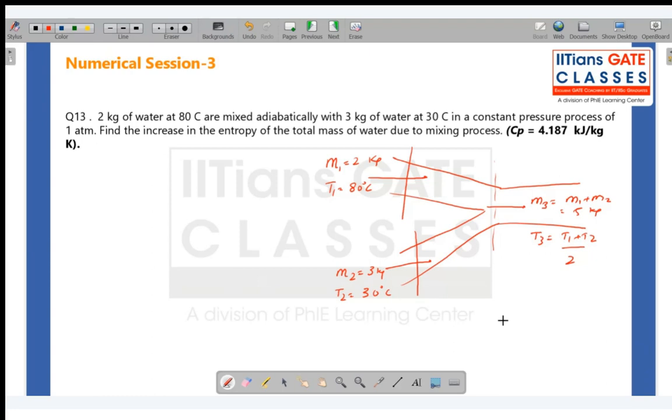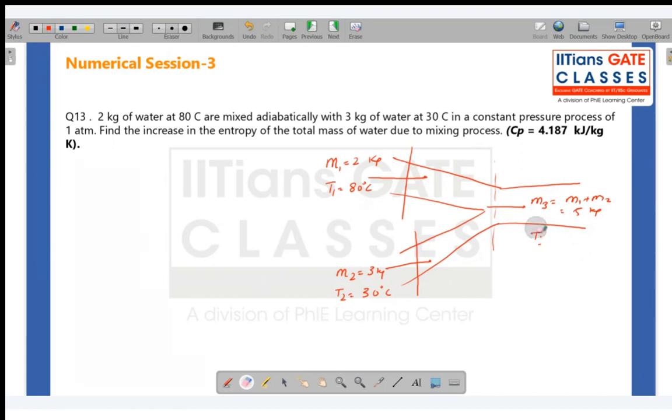Okay. So if you are going to say yes, then you are wrong. There is no temperature conservation. Have you heard of temperature conservation? No. There is mass conservation or energy conservation. So you cannot do this. Temperature is a part of energy conservation. So you cannot do this. T3 I need to calculate later on.